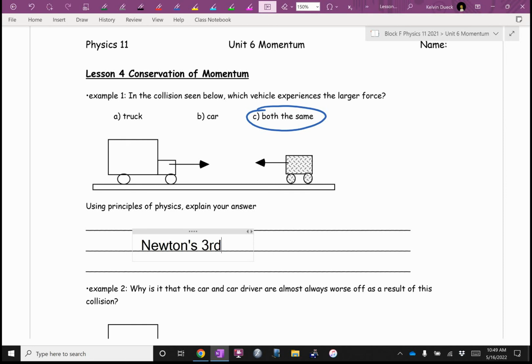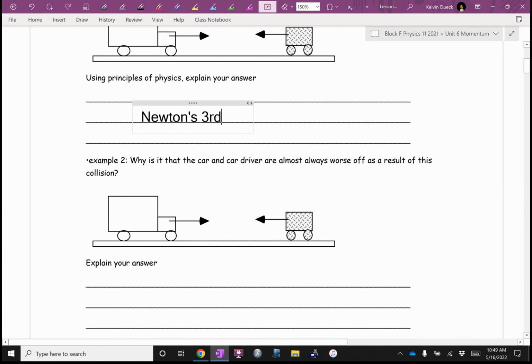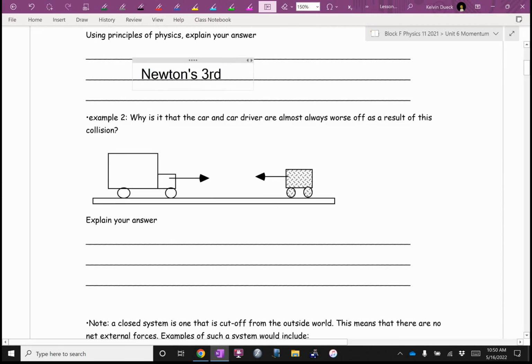Well, if the force is the same, then why is it that the car and driver are almost always worse off in the collision compared to the big truck and driver? What does smaller mass affect? Smaller m, larger a. You can write the word mass or the word acceleration if you want to, but hopefully I've taught you to abbreviate a little bit.